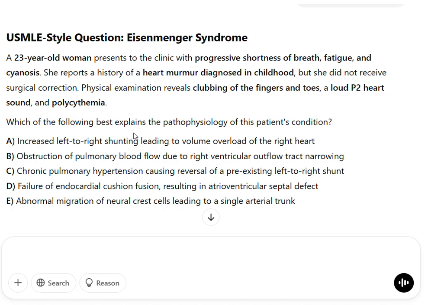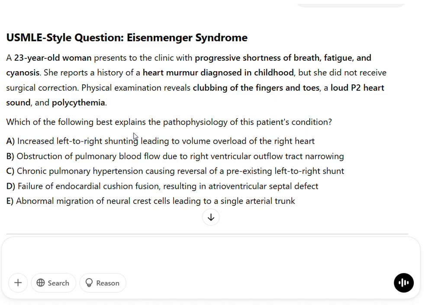Which of the following best explains the pathophysiology of this patient's condition? A. Increased left to right shunting leading to volume overload of the right heart. B. Obstruction of pulmonary blood flow due to right ventricular outflow tract narrowing. C. Chronic pulmonary hypertension causing reversal of a pre-existing left to right shunt.